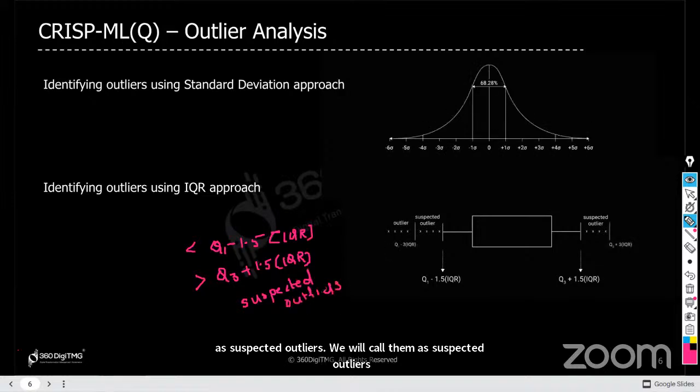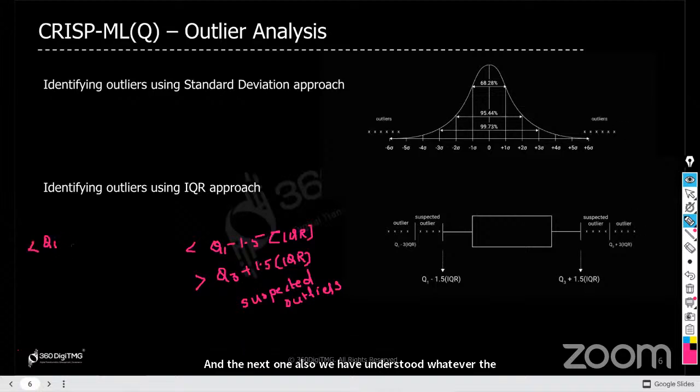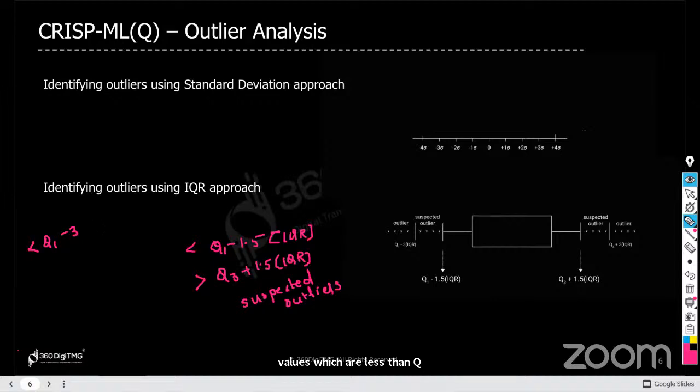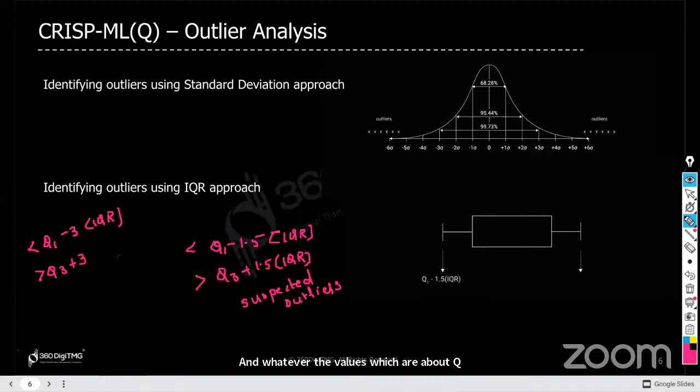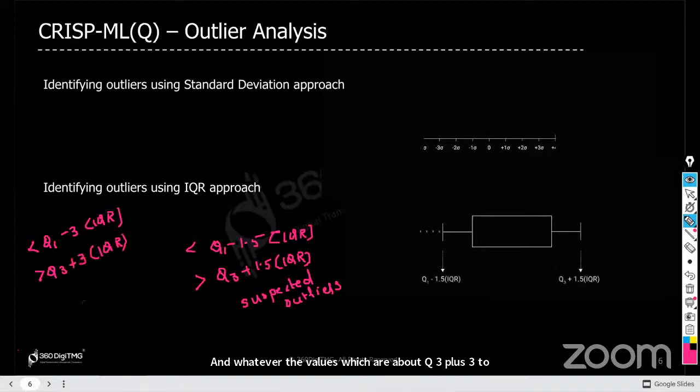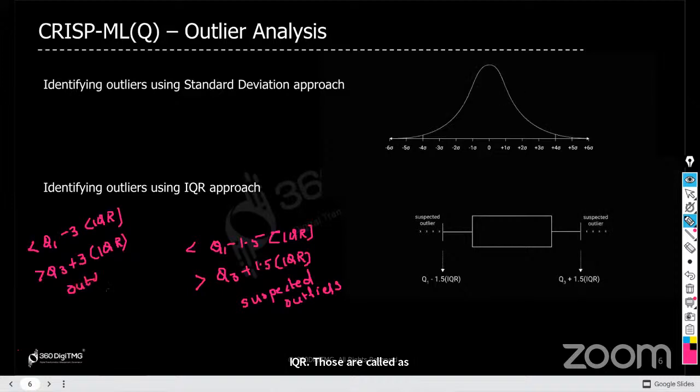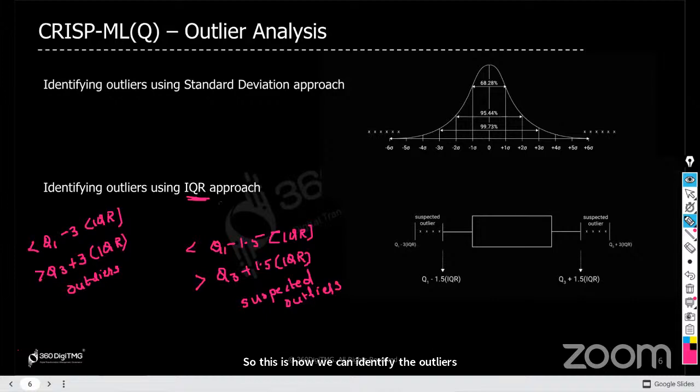And the next one we have also understood: whatever values are less than Q1 minus 3 into IQR, and whatever values are above Q3 plus 3 into IQR, those are called outliers. So this is how we can identify the outliers using the interquartile range approach, which we can see in a box plot. So: identifying the outliers using the standard deviation approach and identifying the outliers using the IQR approach.